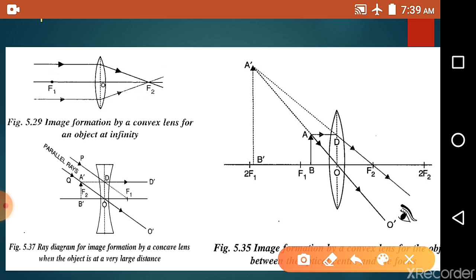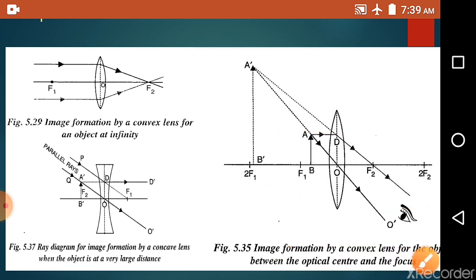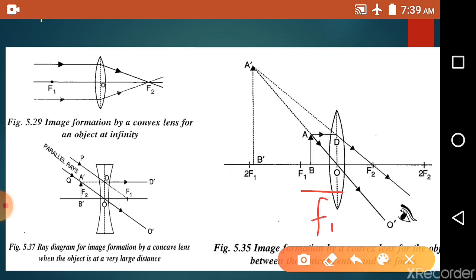For other objects, that is, at different positions of the object, we have already considered this. You can also draw ray diagrams by putting the object in different places. For this, see this figure. Here, this one is the optical center, this one is the first focus point, and this one is 2f. 2f means the distance from the optical center to f1 is small f, that is, the focal length. So if we consider the length from this to this, this is 2f2.